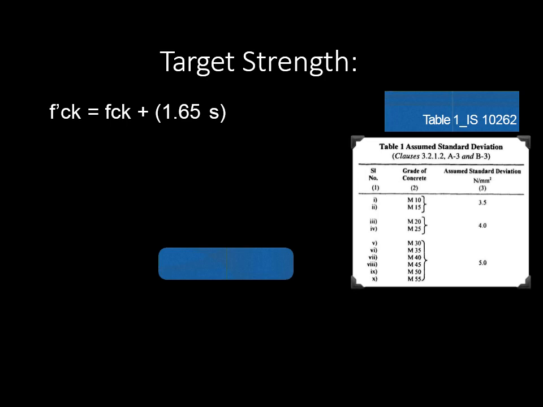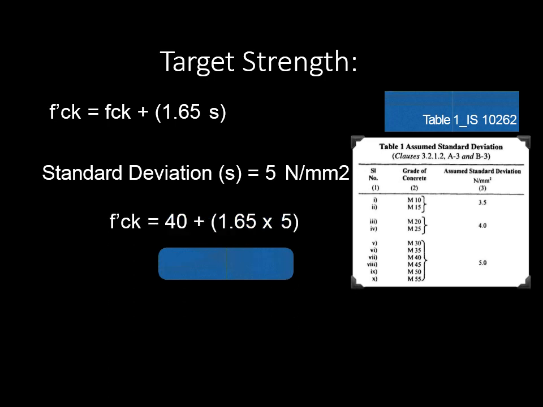Target mean strength fck is equal to fck plus 1.65 times S. Suppose we are talking about a 40 grade, you have to design for fck plus 1.65 S, where S is the standard deviation, that is 5 Newton per millimeter square, which has been clearly defined in IS 10262. As we are designing for M40, it is 40 plus 1.65 into 5, which comes to 48.25 Newton per millimeter square.